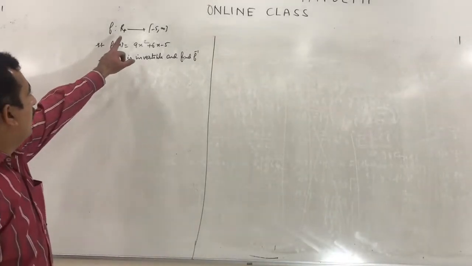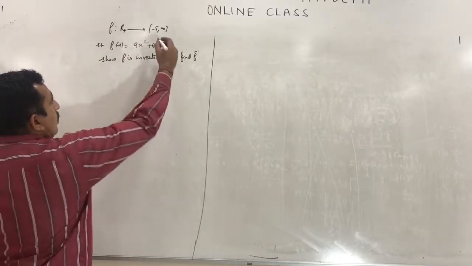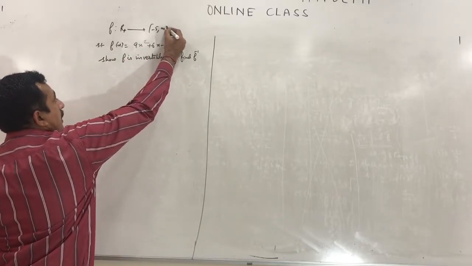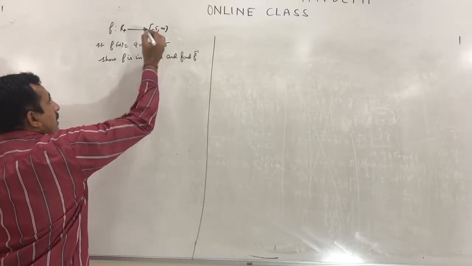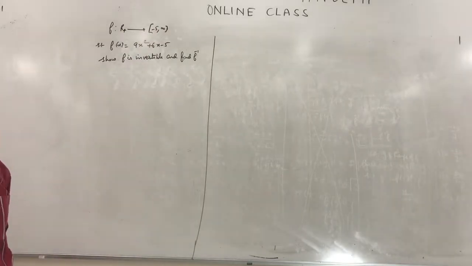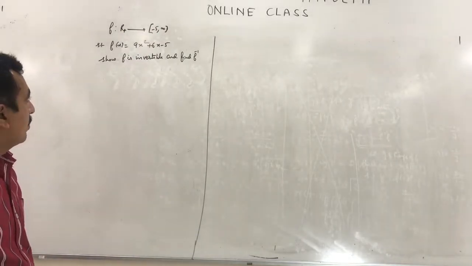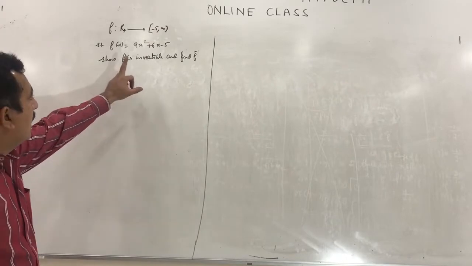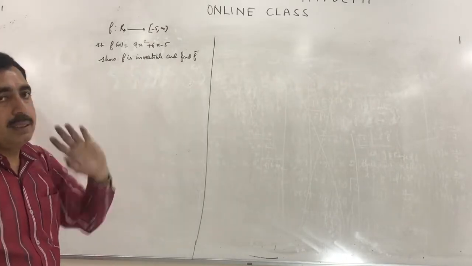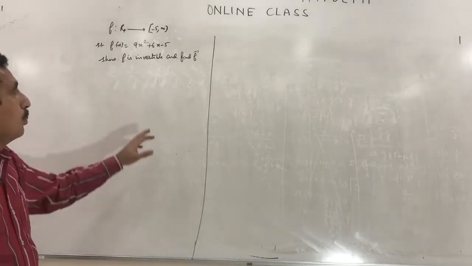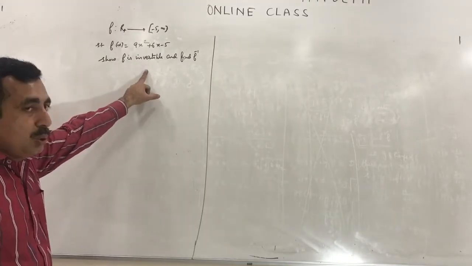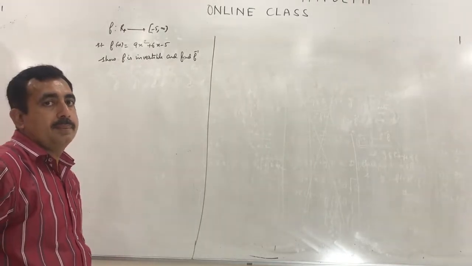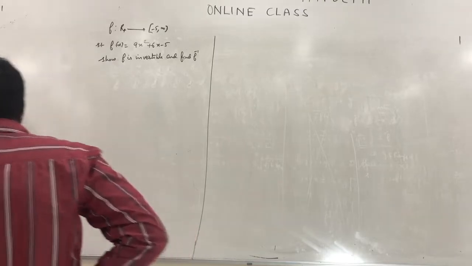F is a function from R plus to minus 5 to infinity. It is open here, close bracket, minus 5 is here. f(x) = 9x² + 6x - 5. Show that f is invertible and find out f inverse. Means we have to prove it is one-one, it is onto, and then find out the inverse. So let us first start with one-one.